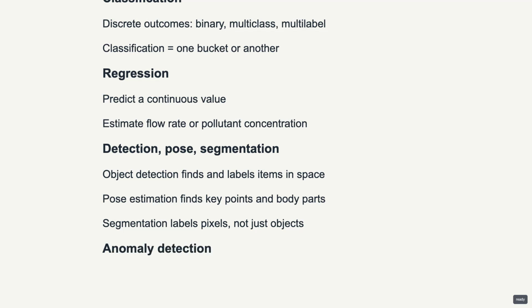Anomaly detection asks a different question from classification. The focus is whether a signal has drifted away from normal behavior, which is especially useful when failures are rare or labels are incomplete.